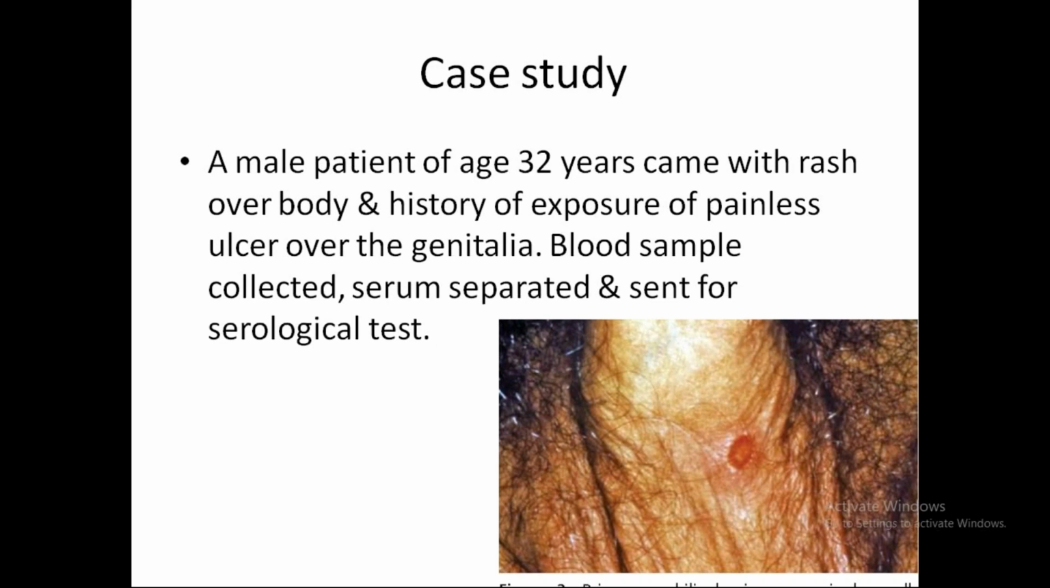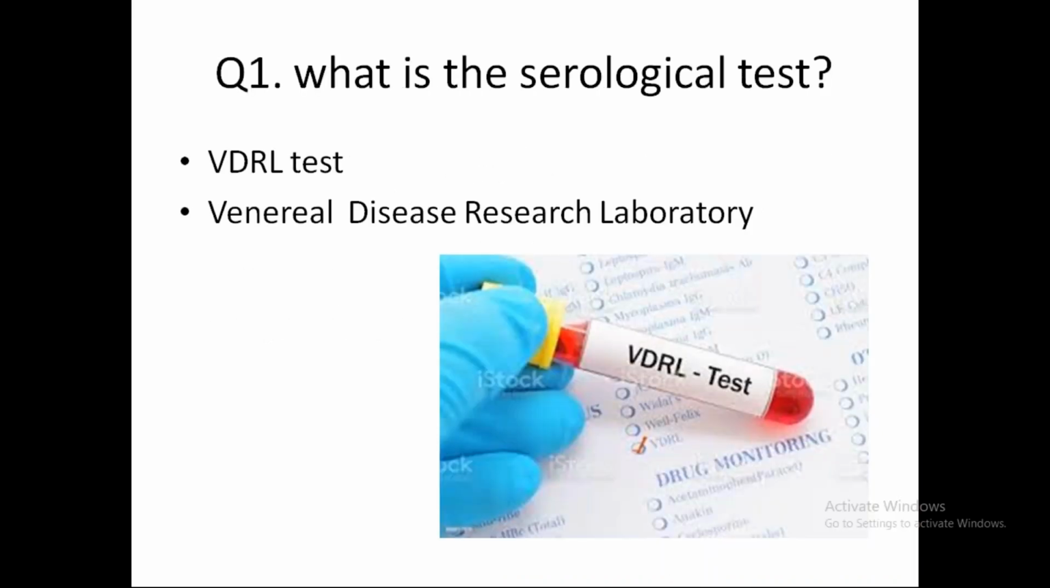So, we have learned that this is syphilis. So, what is the serological test performed for syphilis? VDRL test. First question, what is the serological test? Answer, VDRL test means Venereal Disease Research Laboratory.